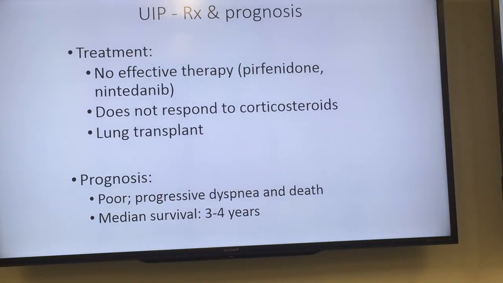And then let's talk about treatment and prognosis. There is no effective therapy for UIP and IPF. There are two drugs, pirfenidone and nintedanib. And I posted on Twitter once that there's very minimal evidence that these drugs are effective, and I got a lot of blowback from ILD clinicians.